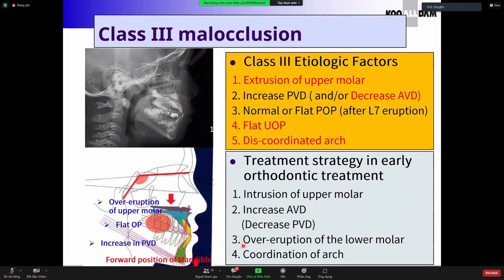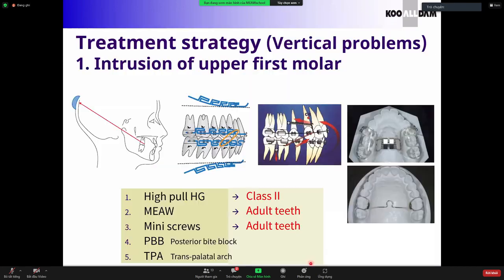Third, over-eruption of the lower molar makes a class 2 malocclusion; this is the key to class 2 development. So in order to treat class 3 malocclusion, we want to make a class 2 malocclusion. First, coordination of the arch. The first, intrusion of the upper first molar.